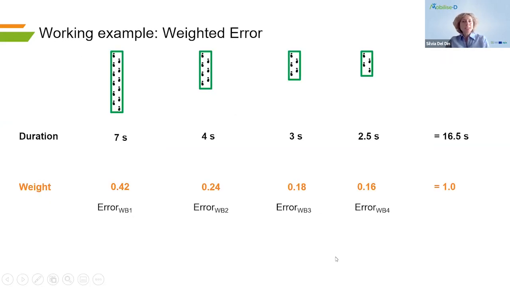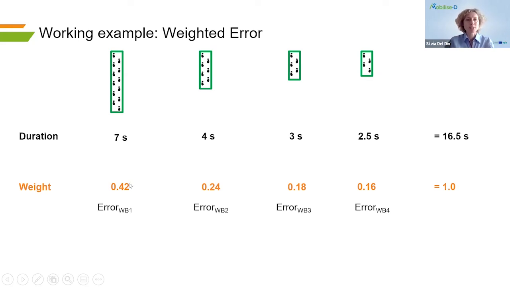Another thing that we're going to do is, obviously, we're going to have bouts of different lengths. So we're going to look at a weighted error in this case as a working example. In this case, we're going to have, for example, a variety of duration from 7 seconds to 2.5 seconds, okay? And we're going to evaluate a weight by looking at the proportion of the length of the walking bout divided by the total length of the total walking bout.